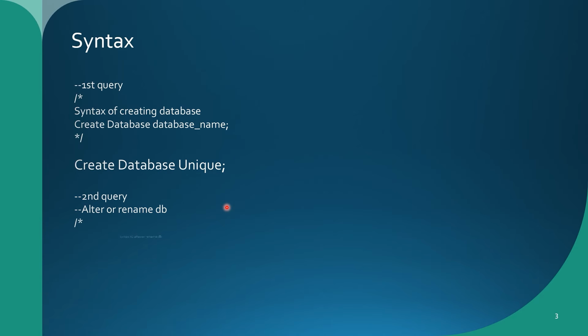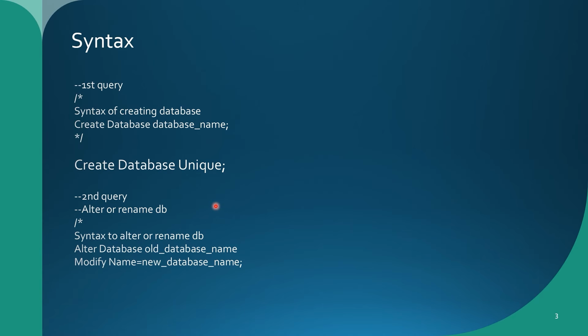And this is the second query, to alter or rename a database. So what is alter or rename? Here I have given my database name as unique. But now for some reason I want to change the database name to some other name. So in that case, you can use the alter statement. This is the syntax: alter database, old database name, modify name equals new database name. And this is the code: alter database unique modify name equals real.